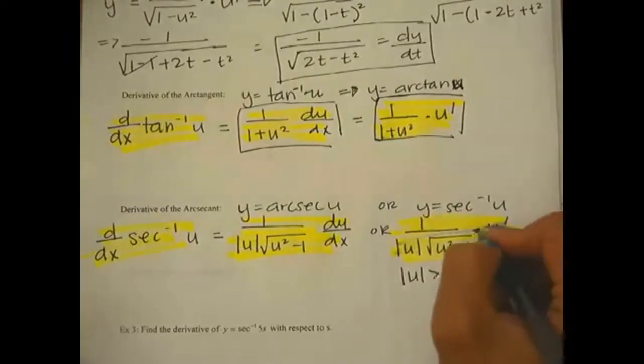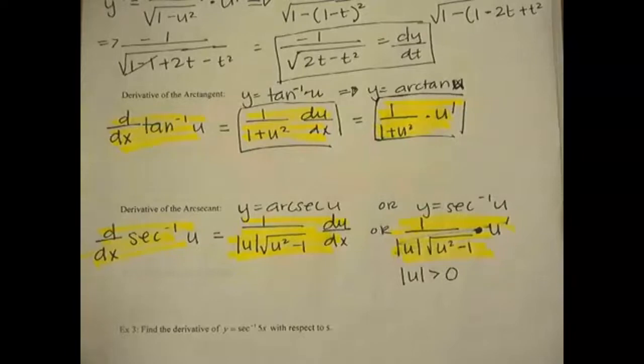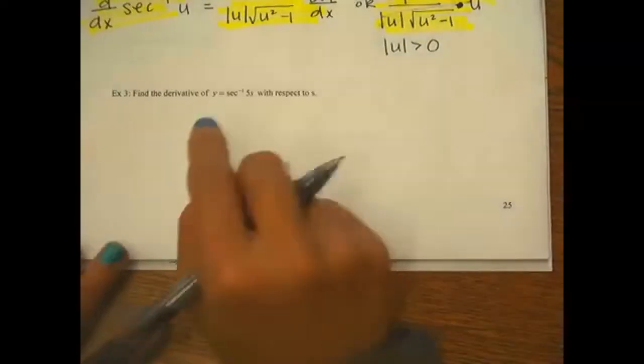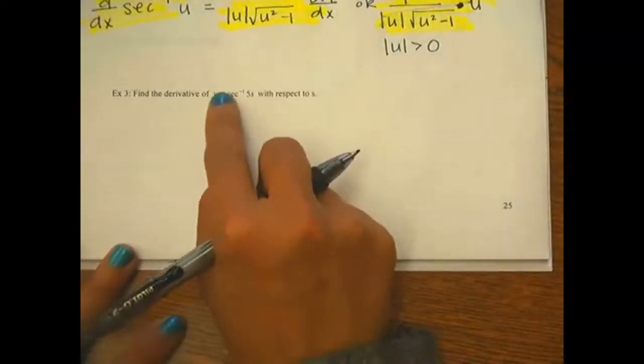This is multiplication. All right. Now with that formula written in, let's do our example 3. This is the last one in this video. You are provided y equals secant inverse of 5x.